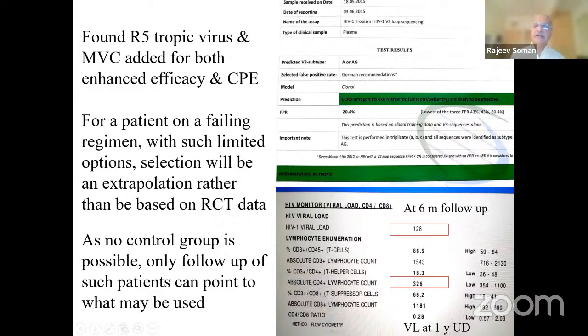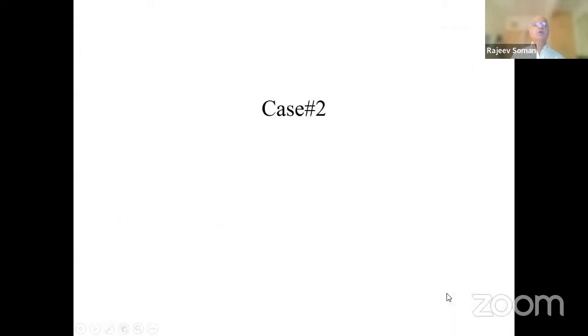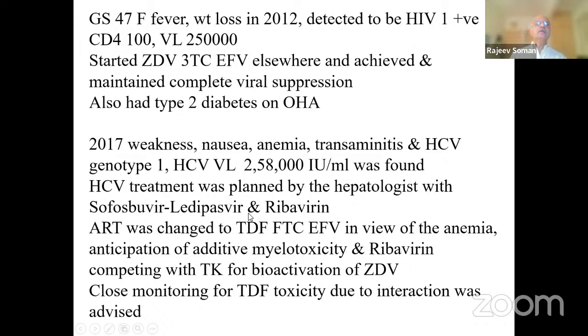His viral load declined, and finally at 1 year it was even undetectable, and the CD4 count went up. The next case is a lady with fever and weight loss detected to be HIV positive, again way back in 2012. Her CD4 was low, viral load was high. She was started on zidovudine, 3-TC, and efavirenz elsewhere, and really achieved and maintained complete viral suppression. She also had type 2 diabetes, and she was on oral hypoglycemic agents.